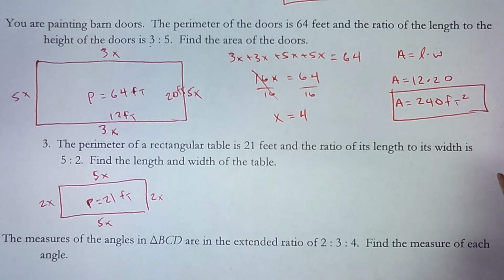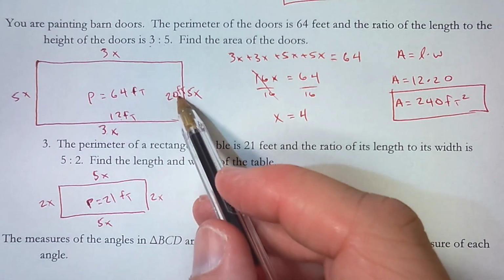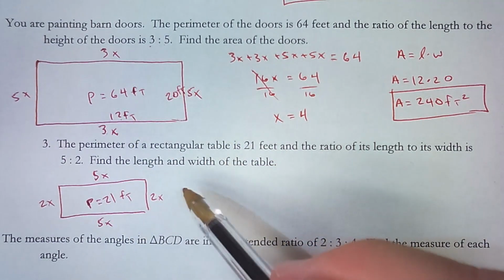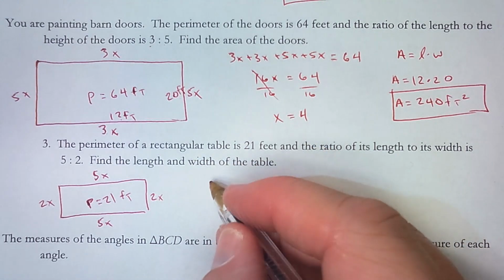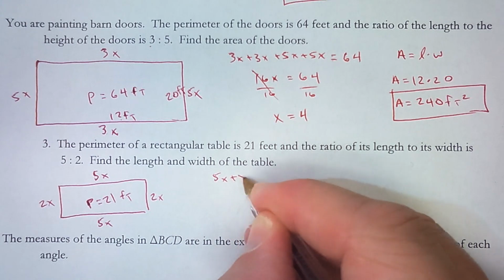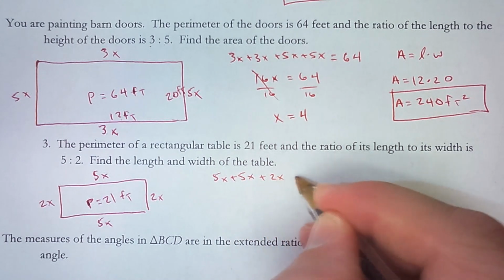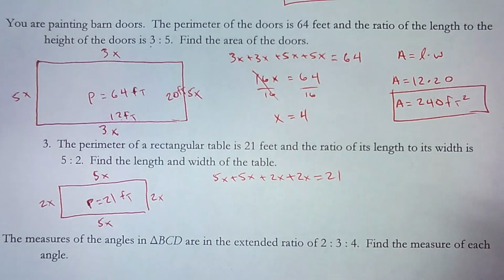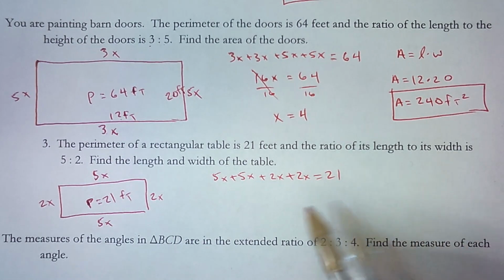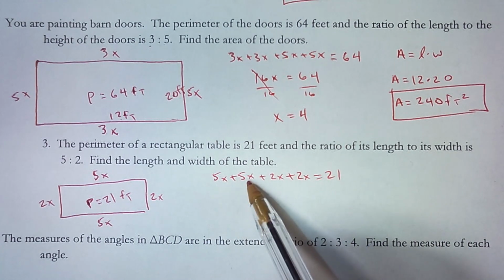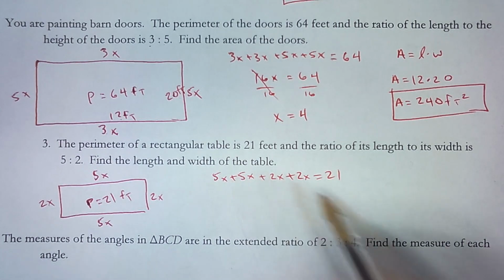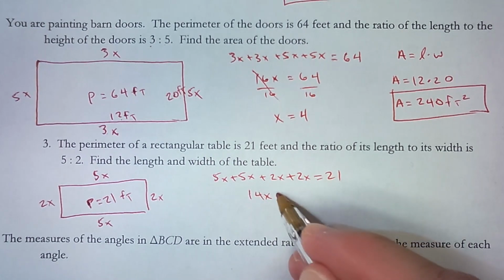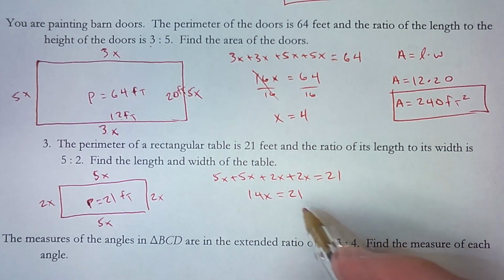So this time I'm not asked for the area, just the length and width. So where we got the 12 and 20 here, that would have been the place we would stop if we're just looking for the length and width. So for the perimeter, I can do 5x plus 5x plus 2x plus 2x. And that equals 21. Okay, so that's 5 plus 5 plus 2 plus 2, and that is 14. So 14x equals 21. And divide by 14.